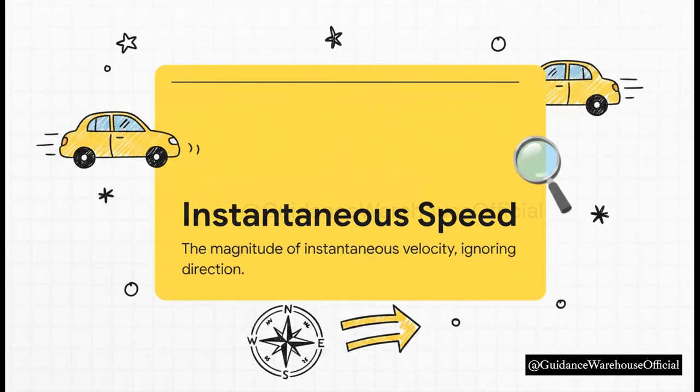And just to lock down exactly what's showing on that dashboard, let's define instantaneous speed. It's the absolute magnitude of your instantaneous velocity, completely ignoring the direction. Whether you are driving 40 kilometers per hour due north or 40 kilometers per hour in reverse, your instantaneous speed at that exact moment is exactly the same, just 40.